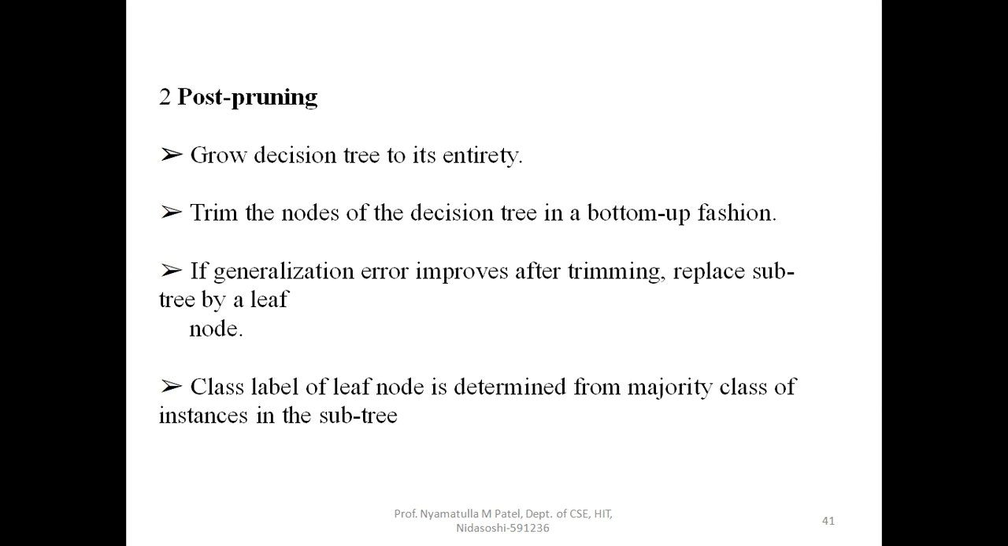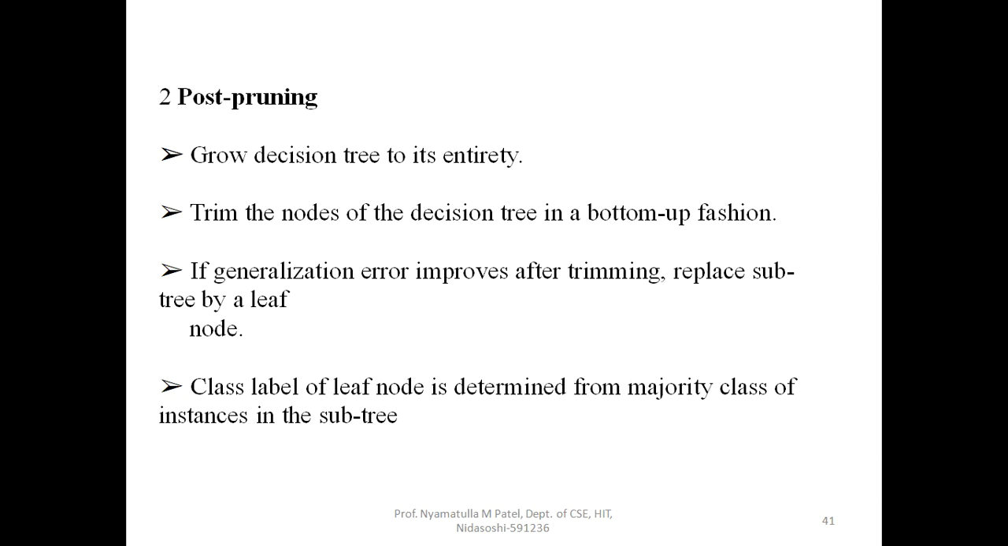If the generalization errors improve after trimming, where trimming is nothing but cutting down of the internal nodes or the leaf nodes. When a subtree is cut, if a subtree has to be completely removed, then that subtree has to be replaced by a leaf node.